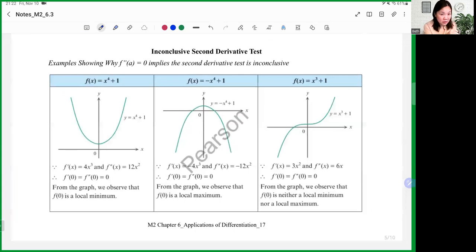This is the inconclusive second derivative test. Let me explain. Now, when we try to find the curvature, the maximum or minimum of a curve, usually we will do the first derivative, and then we will find the second derivative.